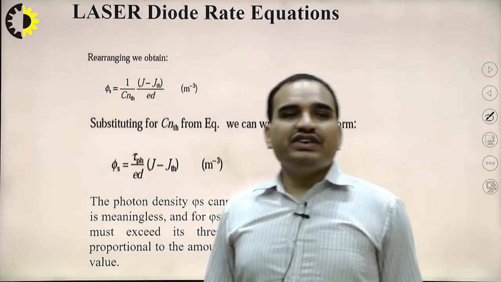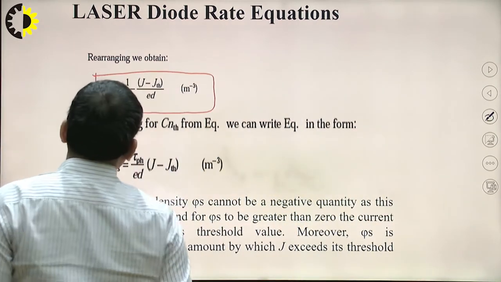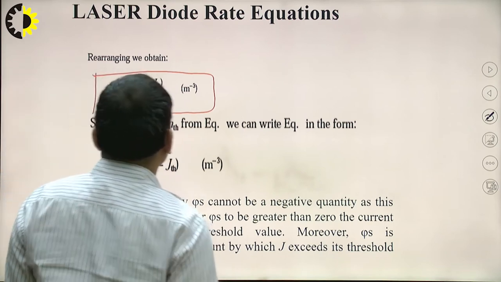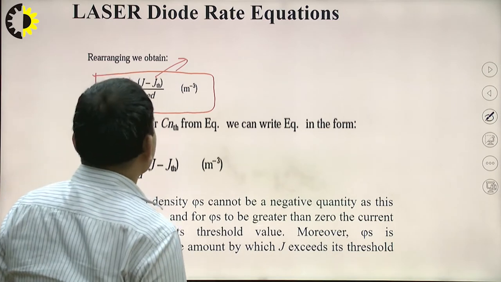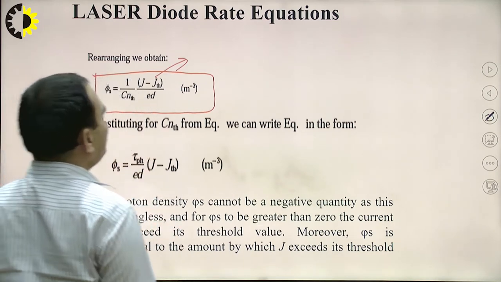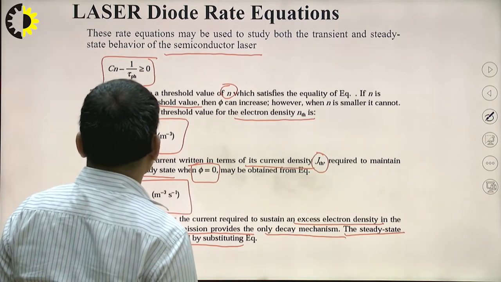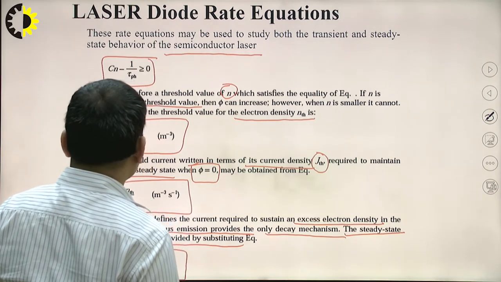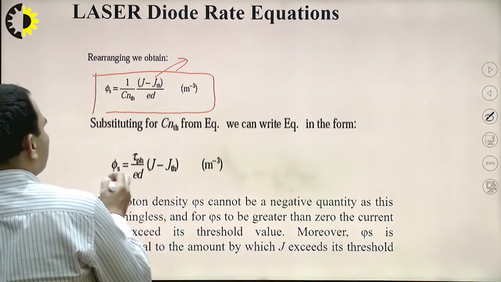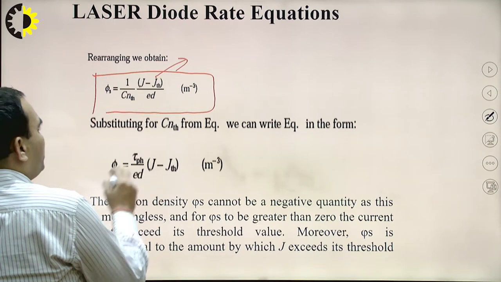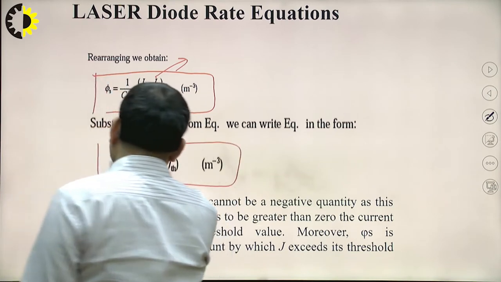So, by rearranging the terms we obtain the photon density phi s equals 1 by C n th times (J minus Jth), where J is the current density by Ed, per cubic meter. Substituting C n th, which is given by 1 by tau ph, we have phi s equals tau ph by Ed times (J minus Jth) per cubic meter.